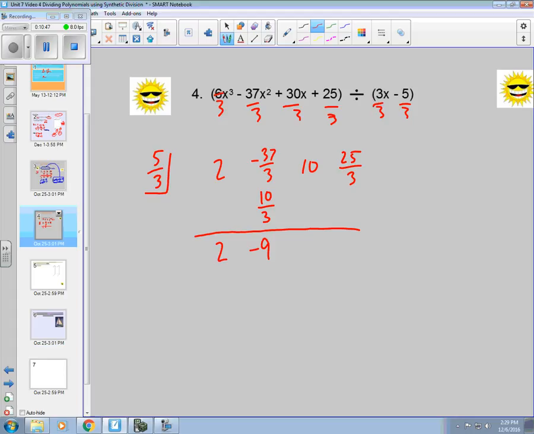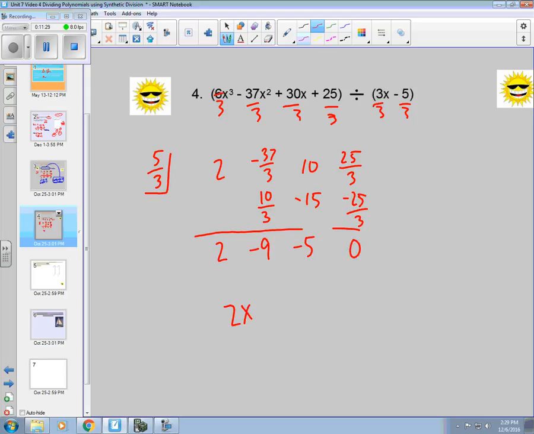Now multiply again. Negative 9 times 5 is negative 45 over 3. Negative 45 over 3 is going to be the same as negative 15. My mistake. And then if we add that up, that's negative 5. Multiply again, you're going to get negative 25 thirds, and adding that up, you get remainder 0.